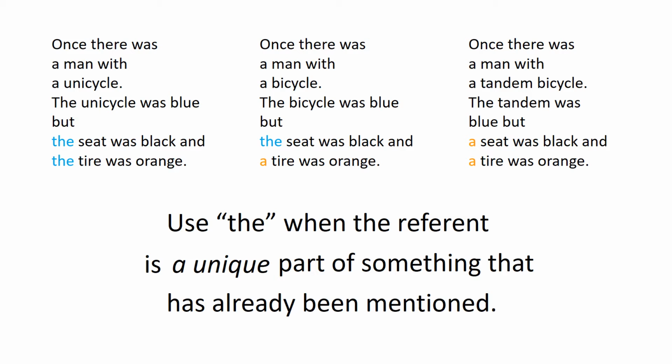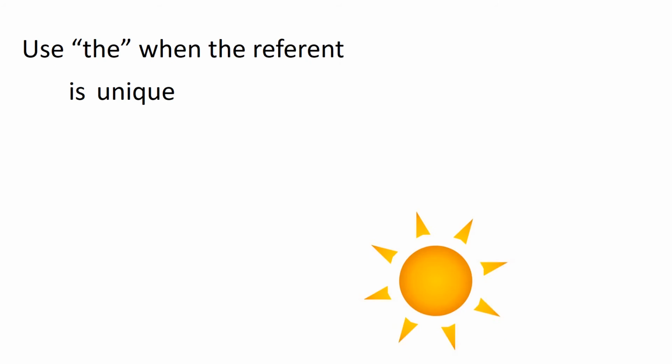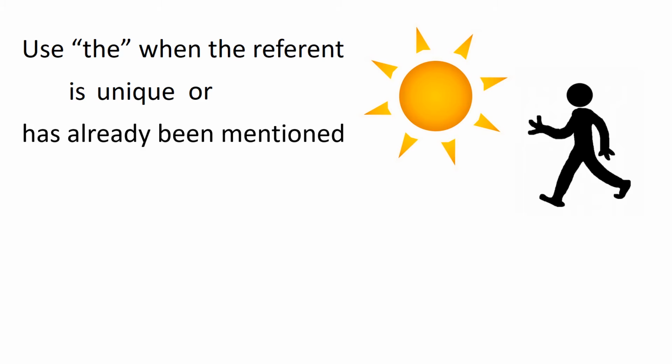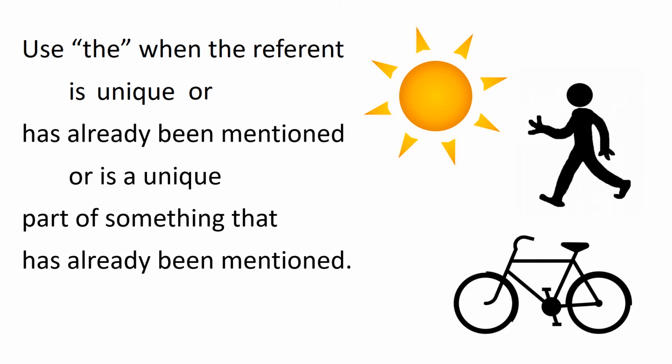Combining all our observations, our rules say that we should use the when the referent is unique, or has already been mentioned, or is a unique part of something that has already been mentioned. Otherwise, we should use a. Let's see how well this formulation stands up in more examples.